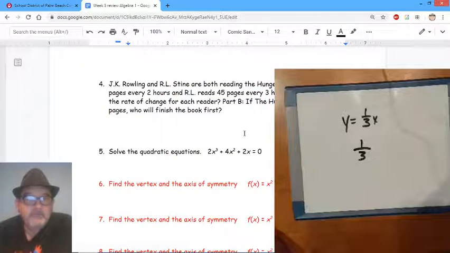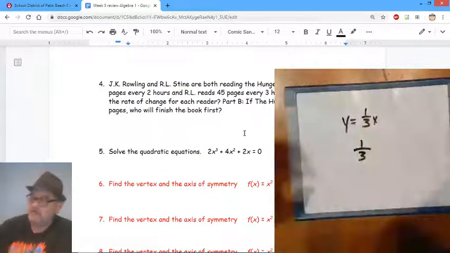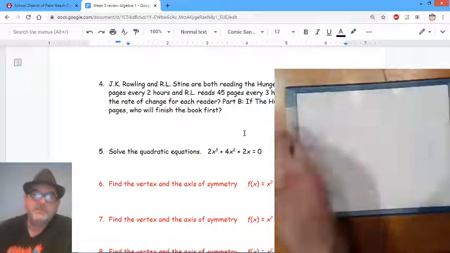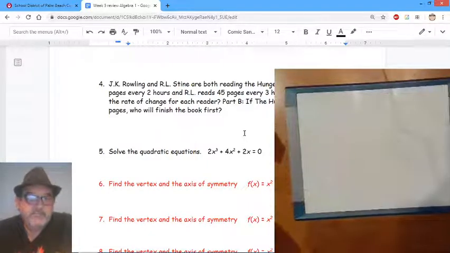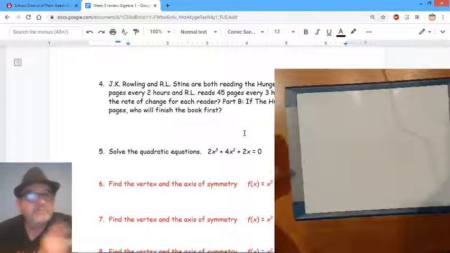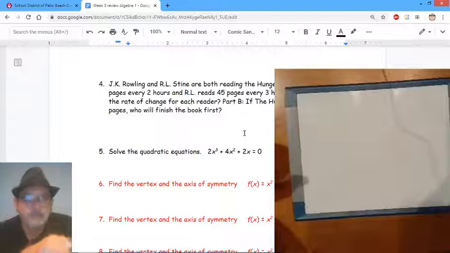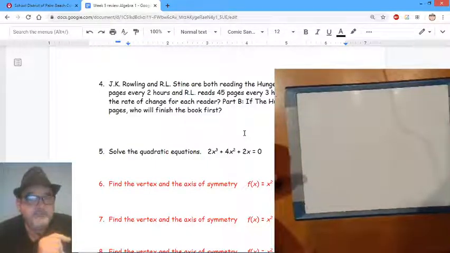All right, number 4. J.K. Rowling and R.L. Stine are both reading The Hunger Games. J.K. reads 35 pages every 2 hours. Stine reads 45 every 3. That's slow. Wow. What is the rate of change? Guys, rate of change, a.k.a. the slope. How much is 1? I don't care about how long it takes, 4 hours, 3 hours. What's 1? That is a rate of change.